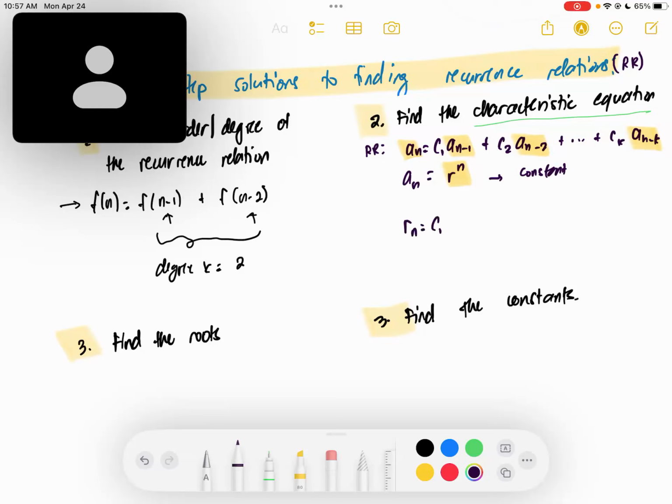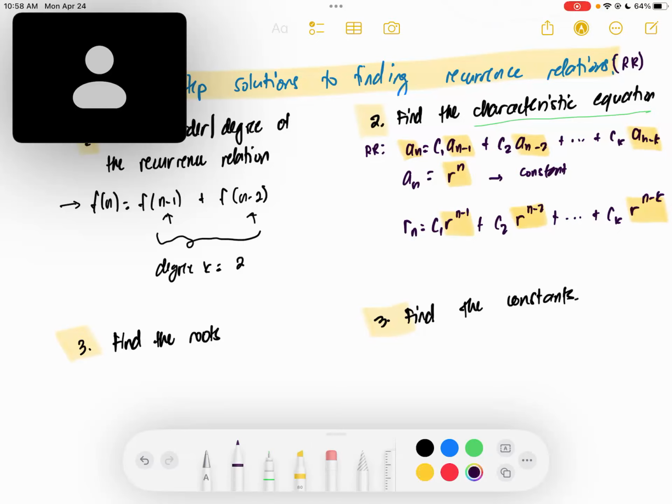If we have this recurrence relation, then the characteristic equation would be r^n = c_1 r^(n-1) + c_2 r^(n-2) until c_k r^(n-k). Notice that what we did was to simply replace the a with the r, since we mentioned that a_n is equal to r^n.